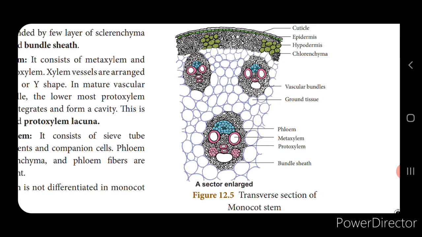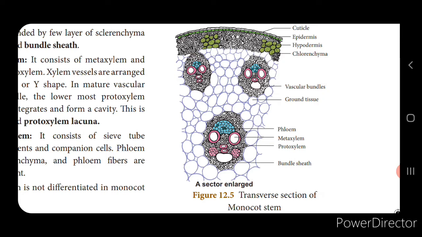Let's talk about the phloem. The phloem consists of sieve tubes, which are responsible for the transportation of food. That tube is called the sieve tube, and the sieve tube is always accompanied by companion cells, and we have learnt this in 9th standard also.